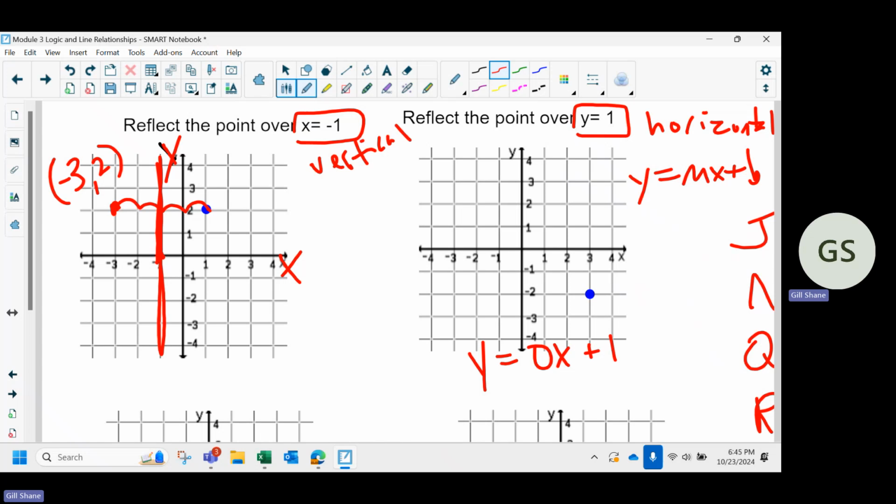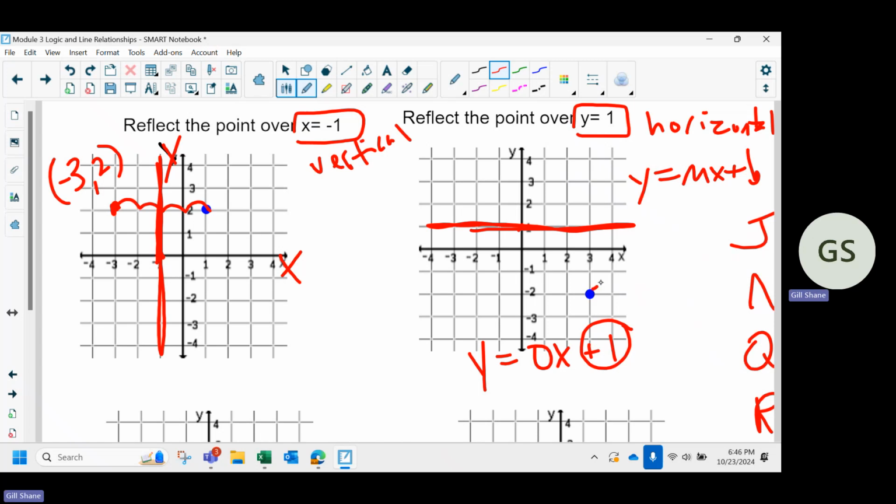0 would be the slope. That's why it's flat. A slope of 0 means flat. This would be the y-intercept. So that's why we put a line through the 1. And again, it has to be horizontal. Y has to be 1 everywhere on that. So anywhere I'm at on that red line, the y value is 1. So that's how you graph y equals 1.